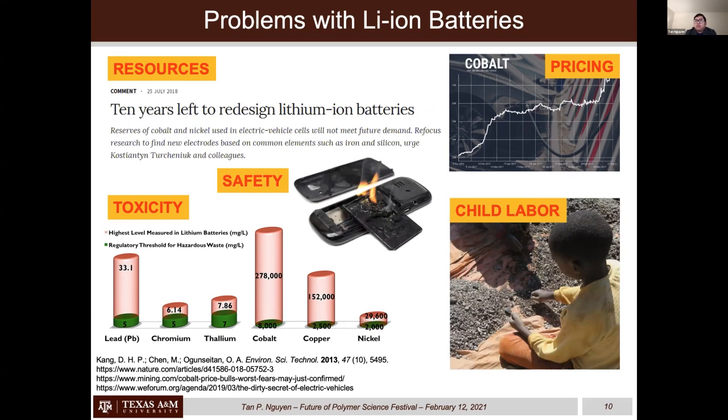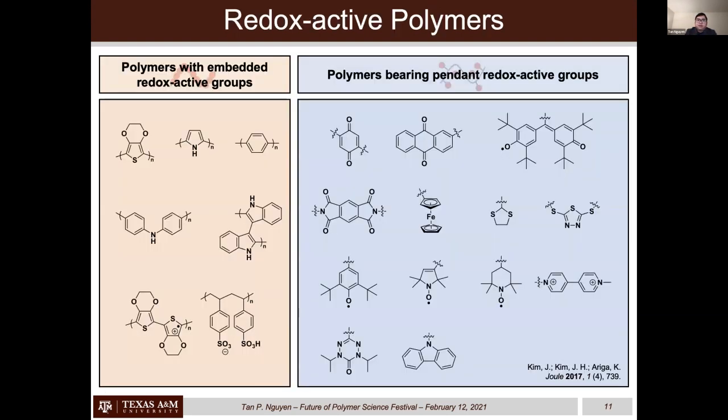One way to tackle this problem is the use of organic material, typically redox-active polymers. Shown here are some examples of redox-active polymers that have been used to make batteries. Our group is specifically interested in the use of TEMPO radical and viologen moieties because of their air stability and also because of the high oxidation potential of TEMPO and the low reduction potential of the viologen moieties. Our goal here is to bring these two moieties together to make organic radical batteries.